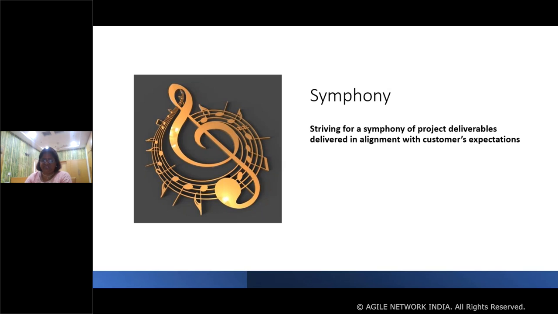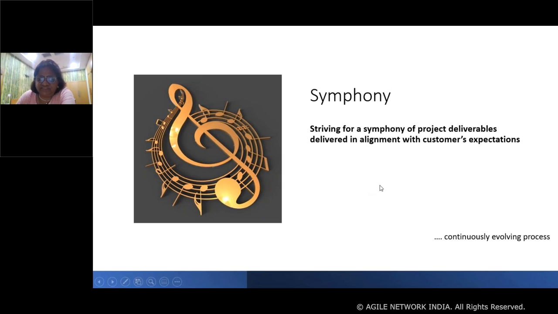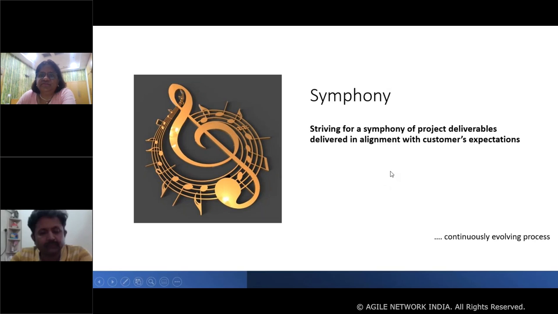We might have all the certifications in SAFe or in Scrum or everything, but it does not really work unless we really get into that mindset. It's a continuously evolving process. Briefly, this is what I wanted to discuss. So now maybe I'll take a look at the questions and we can discuss them.